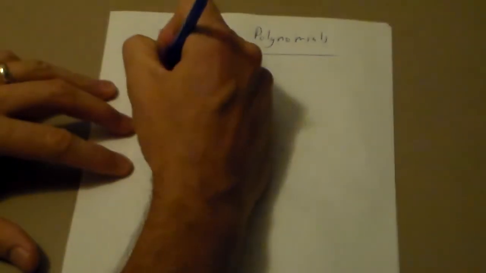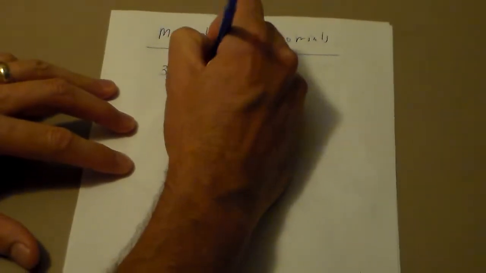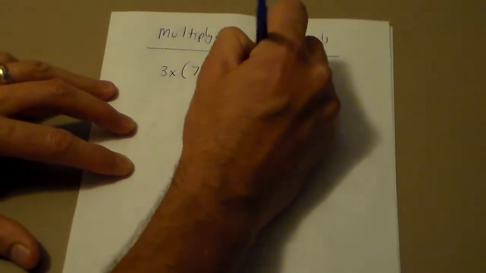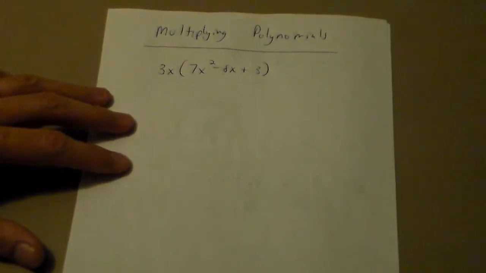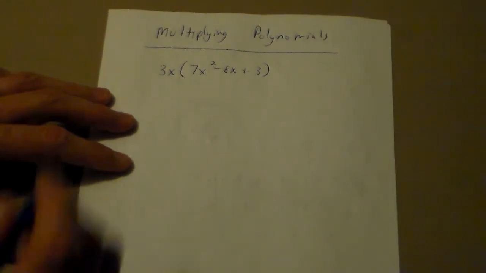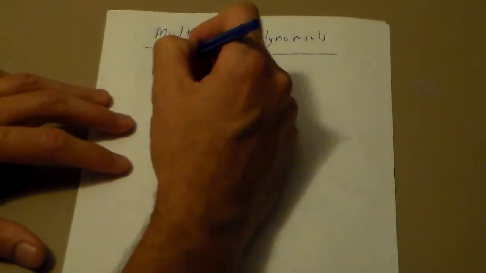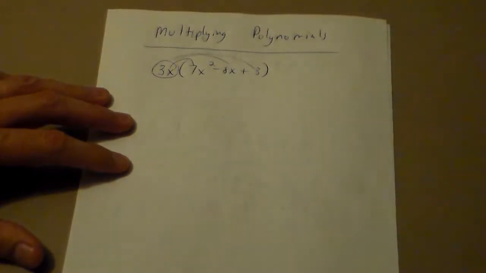Hey guys, so we're going to start with some multiplying polynomials here, and we'll start off with just taking a monomial and multiplying times a polynomial. So let's say I had 3x times 7x squared minus 8x plus 3. This is just the distributive property. You guys have done this before, probably a few times. So we take this term and we multiply times everything in the parentheses.